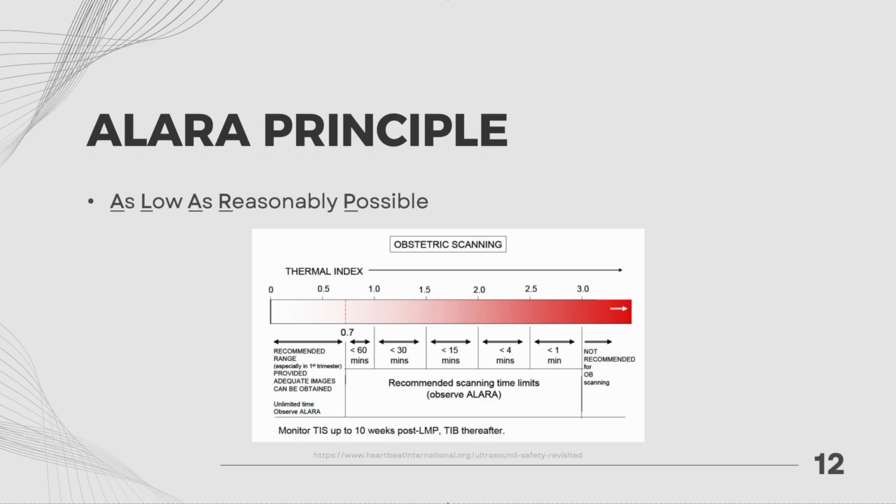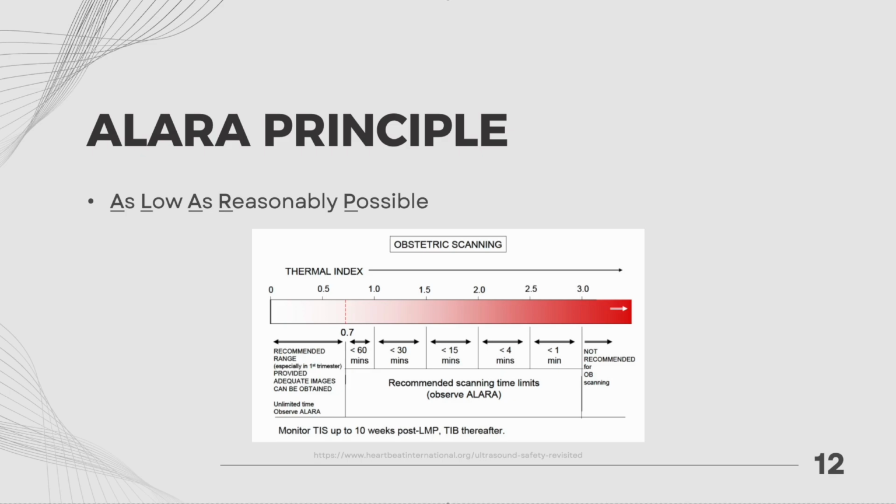This refers to using the lowest possible ultrasound power and shortest scanning time needed to obtain adequate diagnostic information. So it is best to start with a lower output setting and increase if needed, rather than unnecessarily exposing both the mother and fetus to potential for harm. So for example, if a mother wants to hear her baby's heartbeat, Doppler should only ideally be used for 5 to 10 seconds.